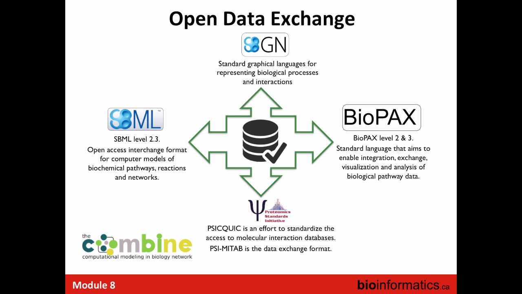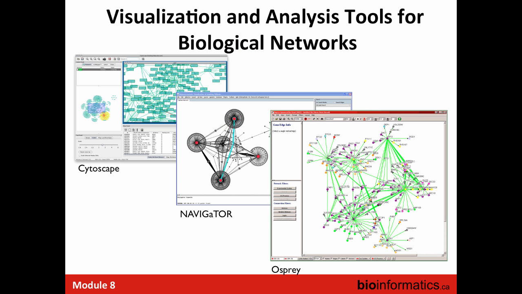Otherwise, SBGN is a way of visually representing pathways and networks. BioPAX is basically a language that aims to allow you to integrate and exchange visual and analysis of biological pathways. I'll show you in the next couple of slides how that's relevant. PSI-MITAB is just a standard for exchanging molecular interaction data. The IntAct database uses it. And SBML is just a format for helping you to build your biological models. And essentially, most of the time these files are either tab-delimited files or XML files that you basically import into a particular tool.